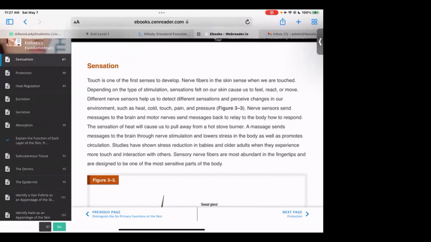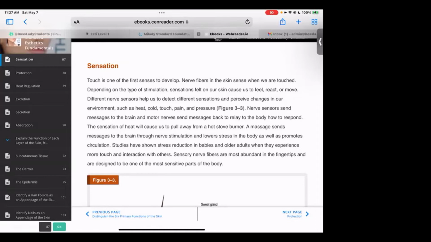Nerve sensors send messages to the brain, and motor nerves send messages back to tell the body how to respond. The sensation of heat will cause us to pull away from a hot stove burner. Touch sends messages to the brain through nerve stimulation and lowers stress in the body, as well as promotes circulation. Studies have shown stress reduction in babies and older adults when they experience more touch and interaction with others.